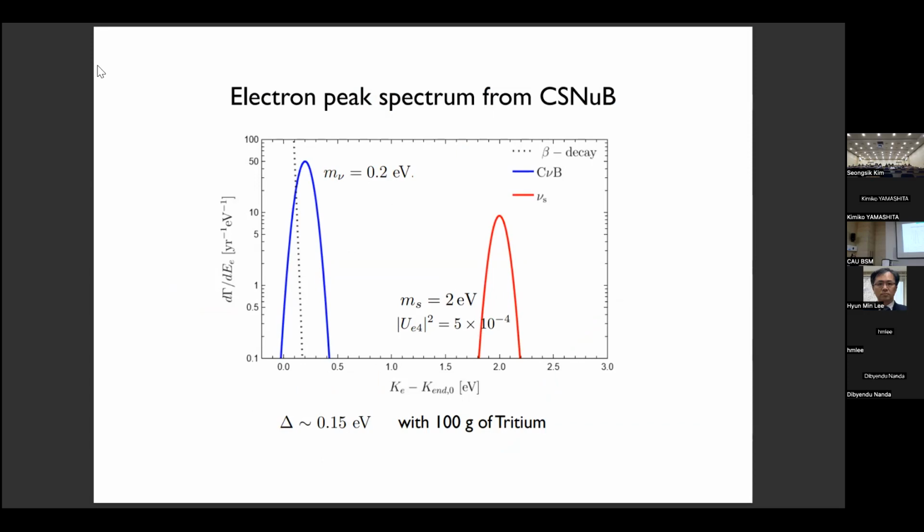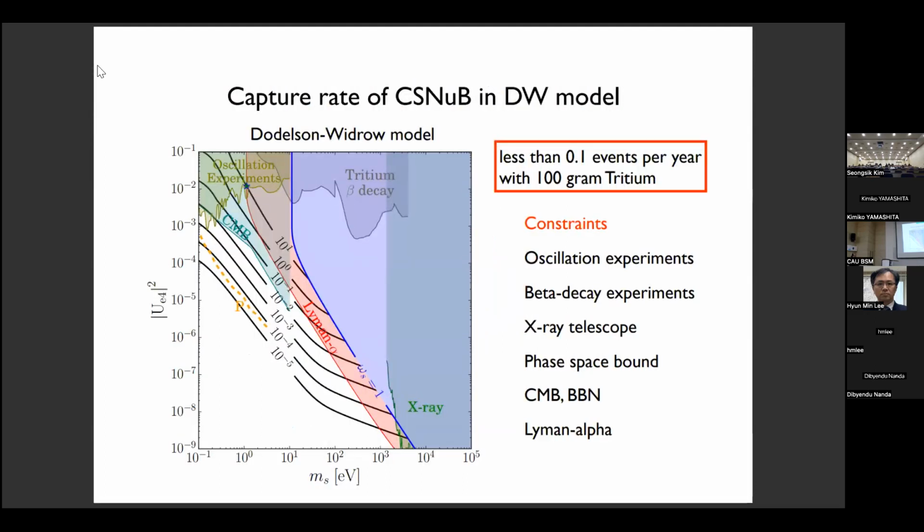Also, that gives us this kind of peak spectrum. So actually, we calculated this and will show you the result. This is for the standard Dodelson-Widrow model, where the number density of sterile neutrinos is fixed by the model. In that case, there are also many other constraints. An important constraint is the CMB.